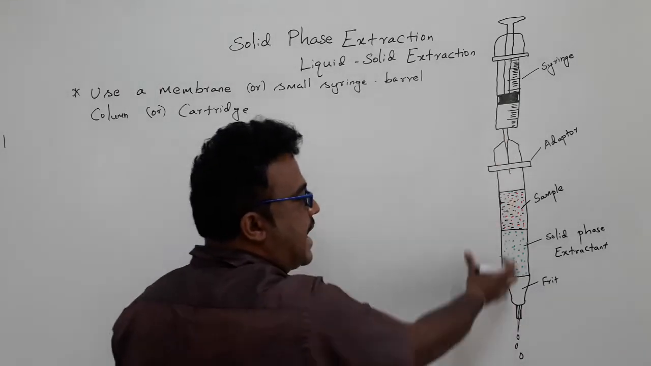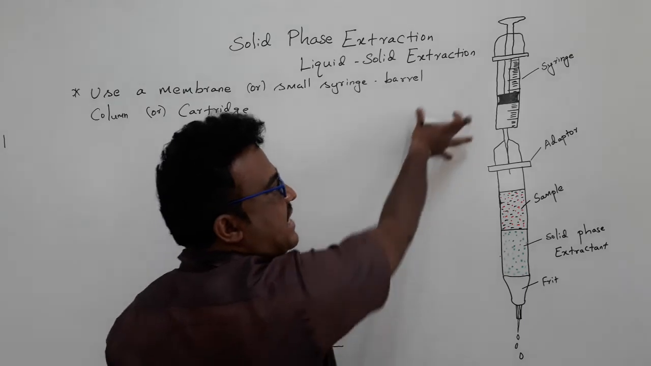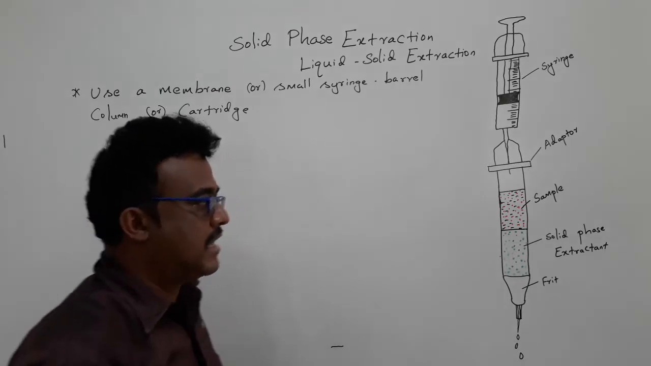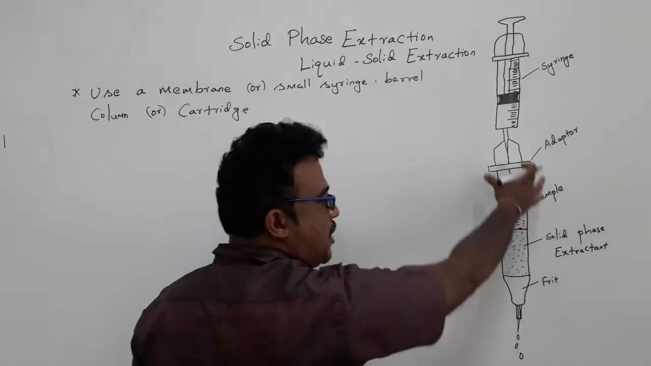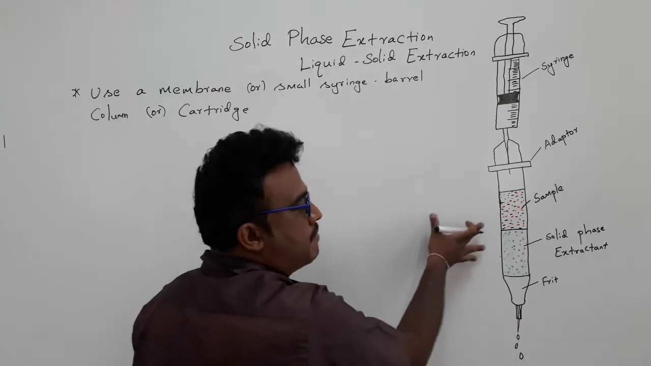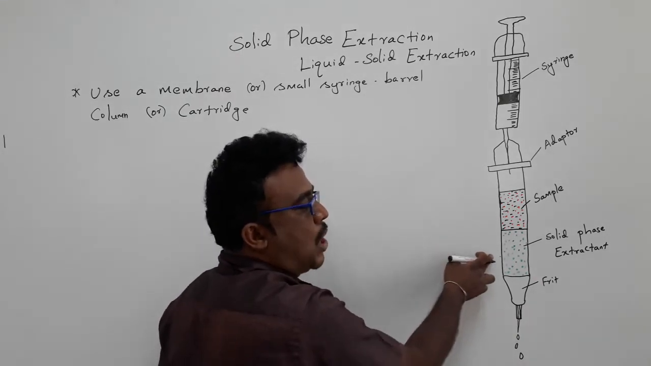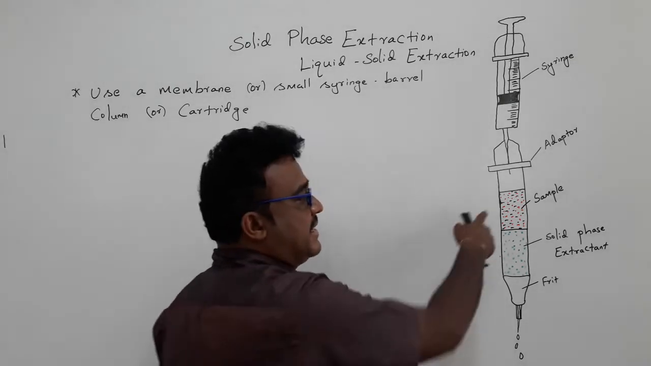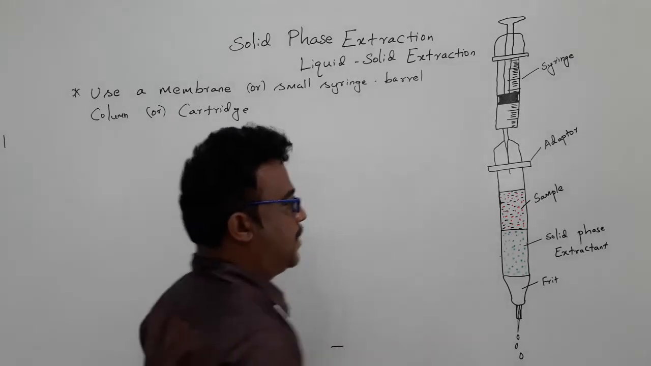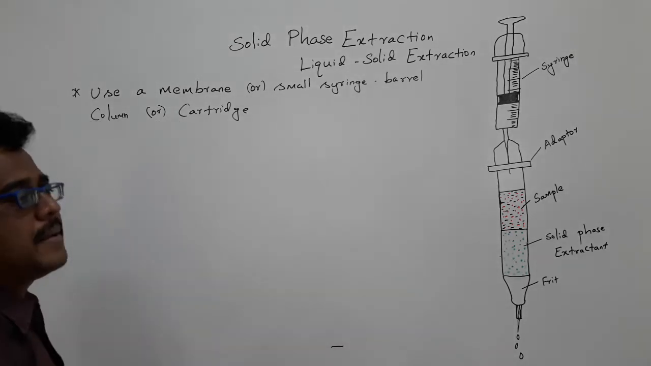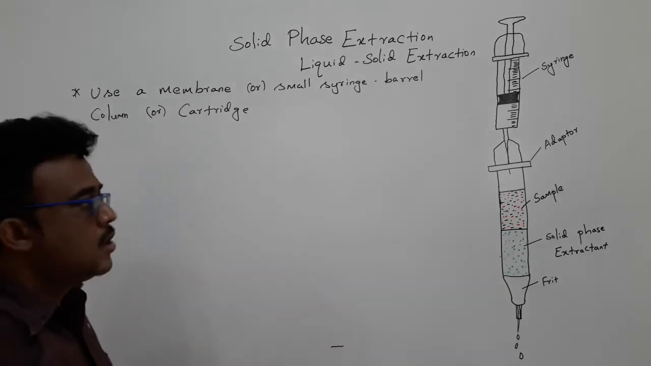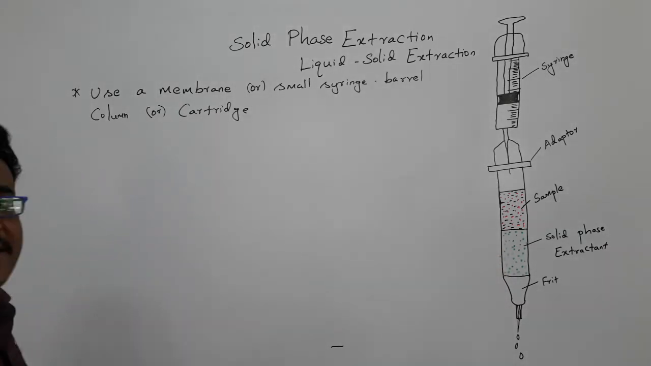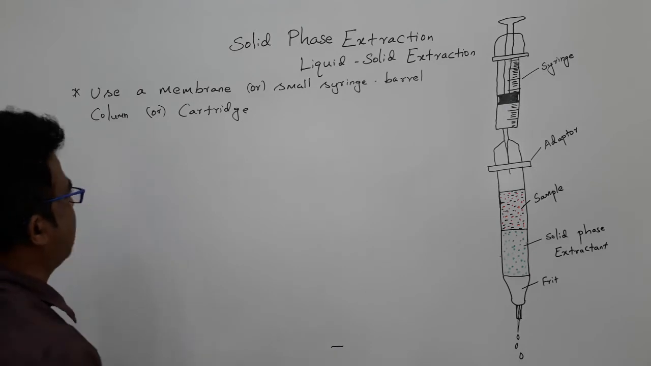I have shown the setup, how the cartridge is connected with the syringe, diagrammatically here. You can see that the cartridge has two compartments, one having the solid phase extractant, the other the sample, which is organic compounds present in the aqueous solution. Before going further, I have to tell you about the solid phase extractant. What are the components present in it?